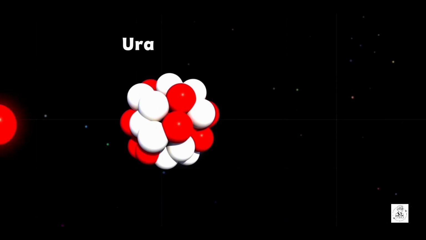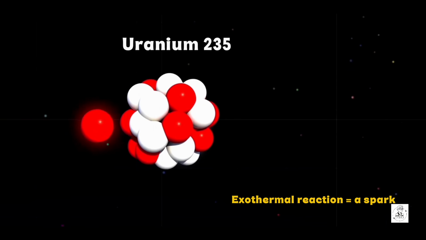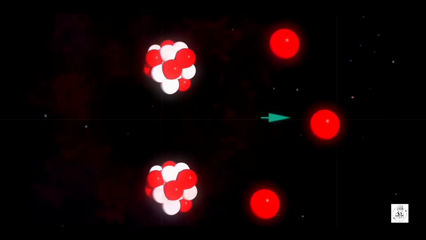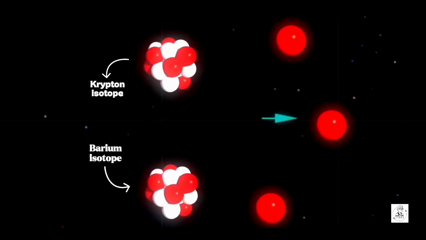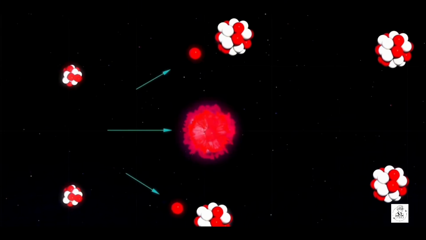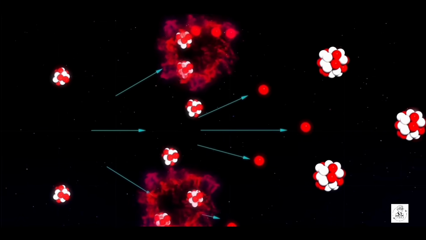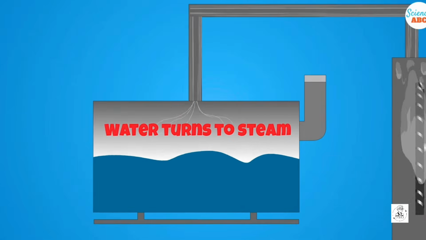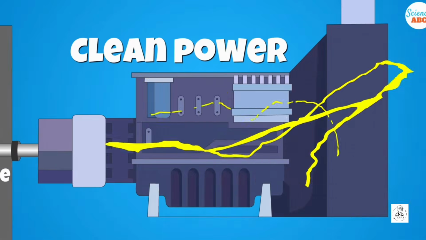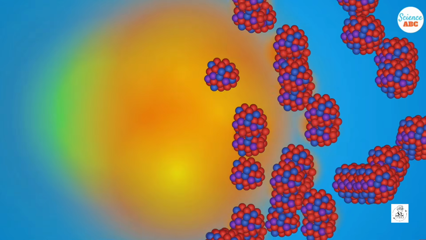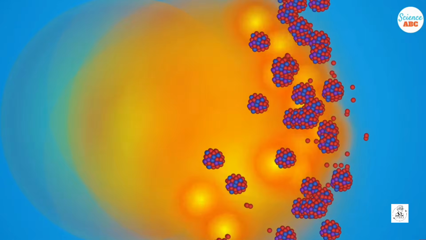When a neutron produced during an exothermic reaction, basically a spark, collides with this uranium-235, it becomes uranium-236, which is very unstable. It splits into a krypton isotope and a barium isotope, which are stable. But during this split, an enormous amount of energy is released. The extra neutrons released can hit other atoms, causing them to split. This creates a chain reaction. If controlled carefully, it produces steady energy. If uncontrolled, it releases energy extremely rapidly. And this is the core idea behind both nuclear power and nuclear weapons.